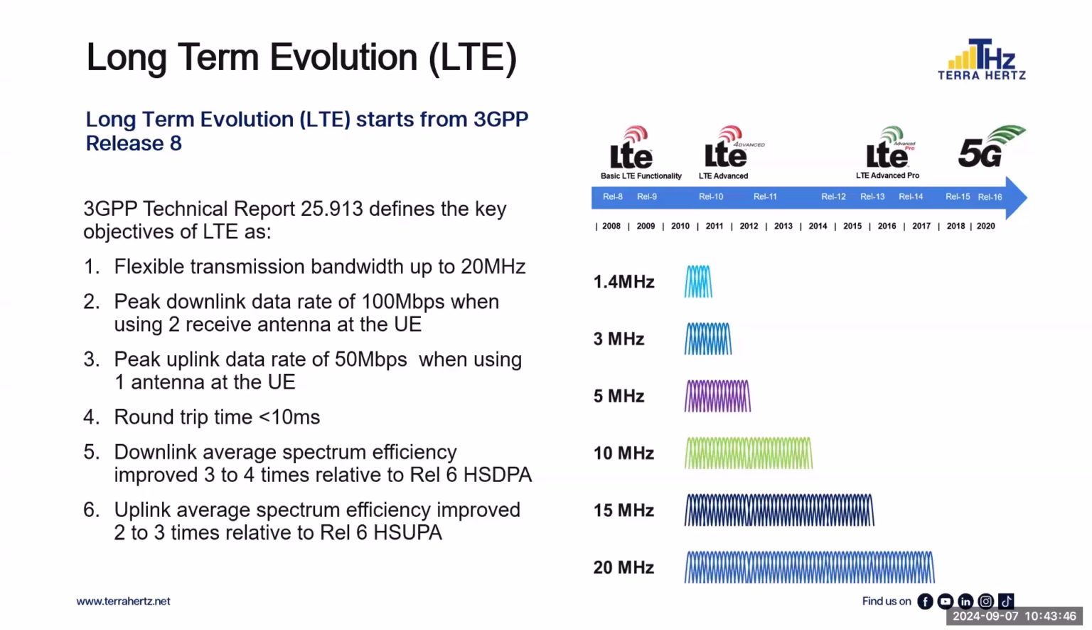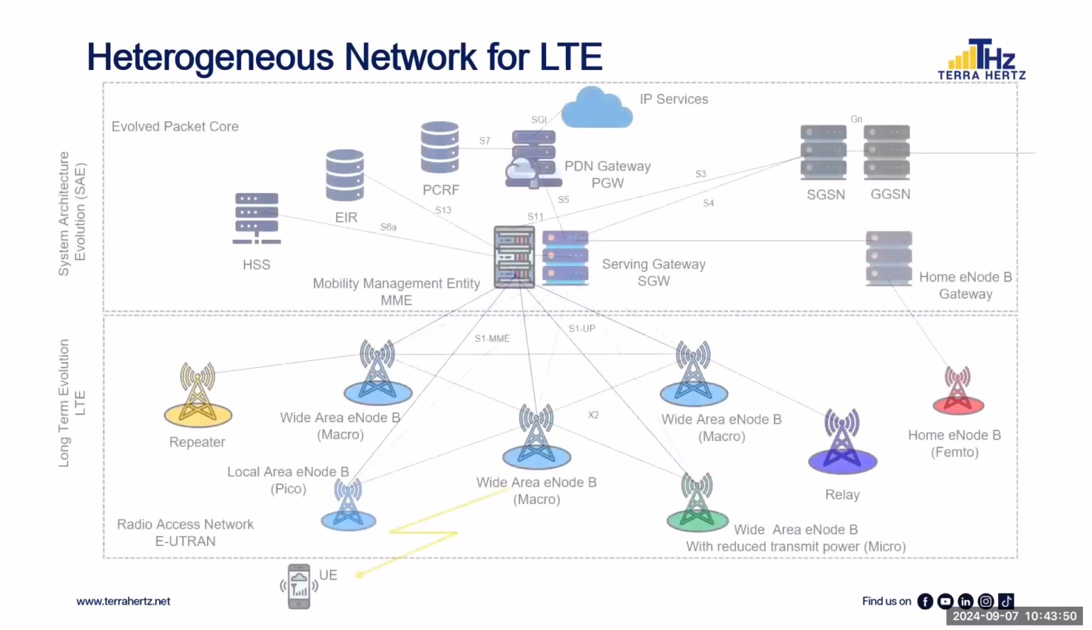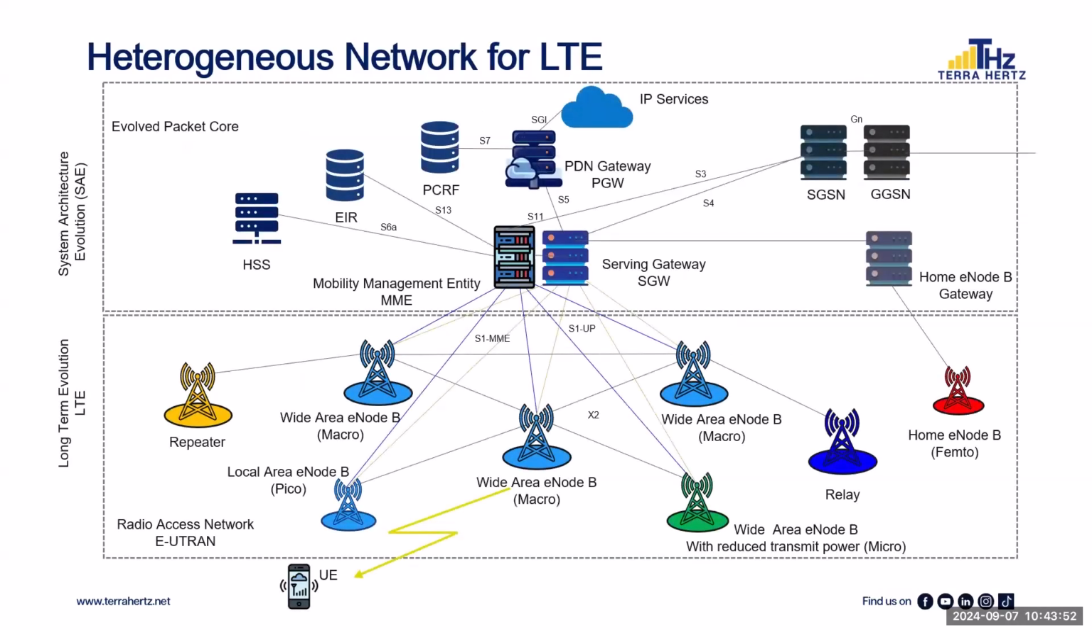Okay? And if you look at the LTE heterogeneous network, there's a lot of LTE node Bs or eNode Bs. Meron tayong wide, macro, repeater, or a femto. Okay, so there's a lot, no? And this is the core network. So makita nyo, wala na tayong controller dito. And you have a UE. So that is the architecture of an LTE.